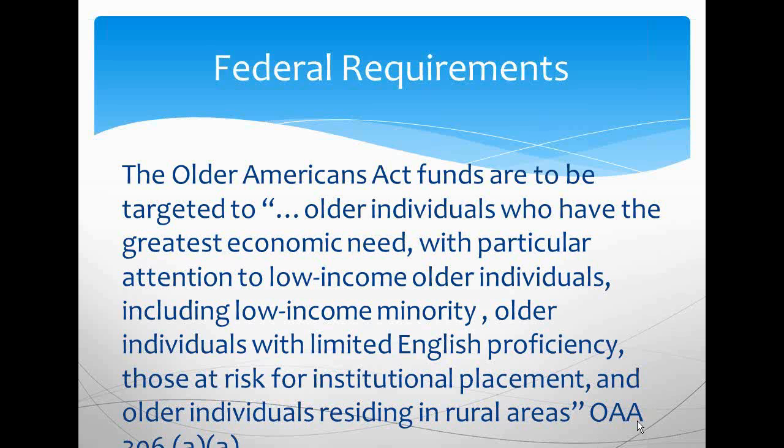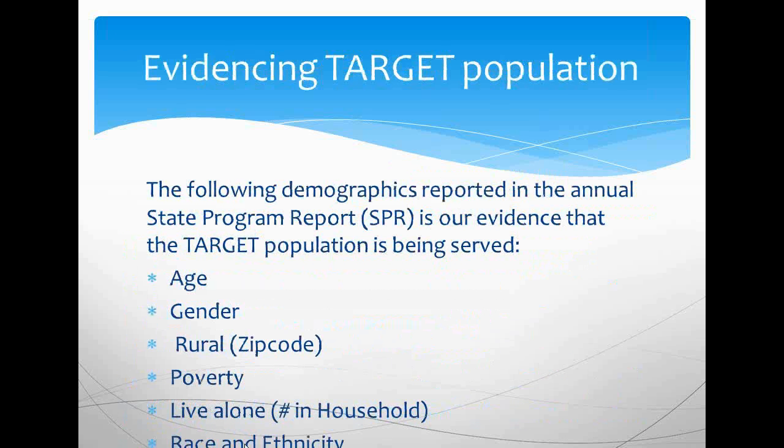Now, again, you can see this in the Older Americans Act, Section 306, Paragraph A. That should be 1. That should not be A. So it's A1. So how do we prove that we are targeting that population?